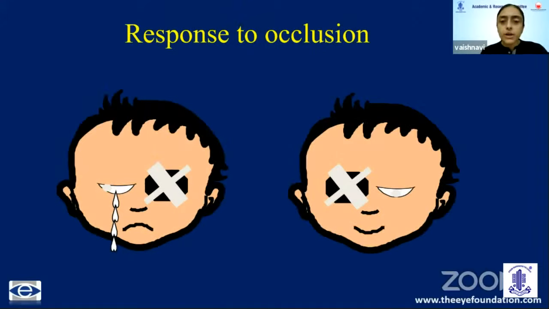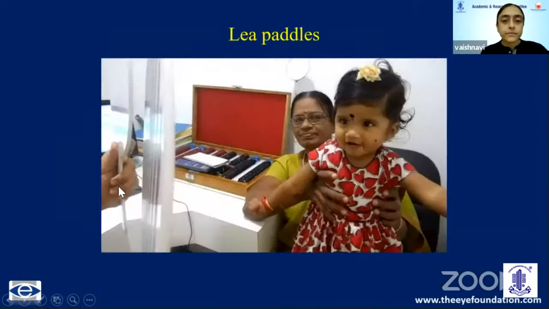So this is a response to occlusion. As you can see in the right side picture, after covering the abnormal eye, the child is happy, but after covering the normal eye, the child resists occlusion.